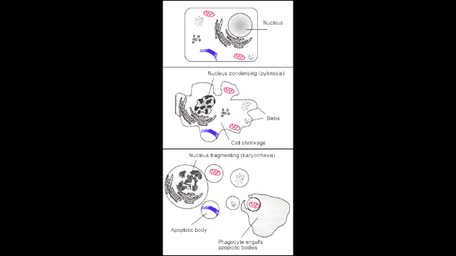What is pycnosis? Pycnosis is nuclear shrinkage. What is karyorrhexis? Karyorrhexis is nuclear fragmentation.